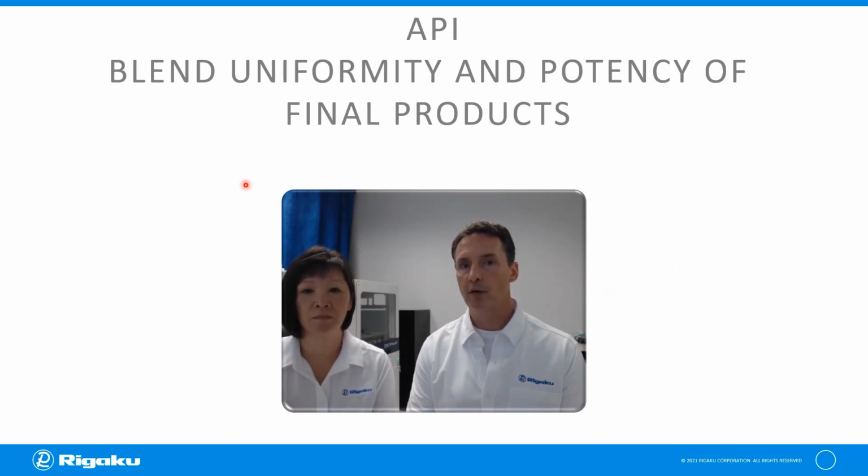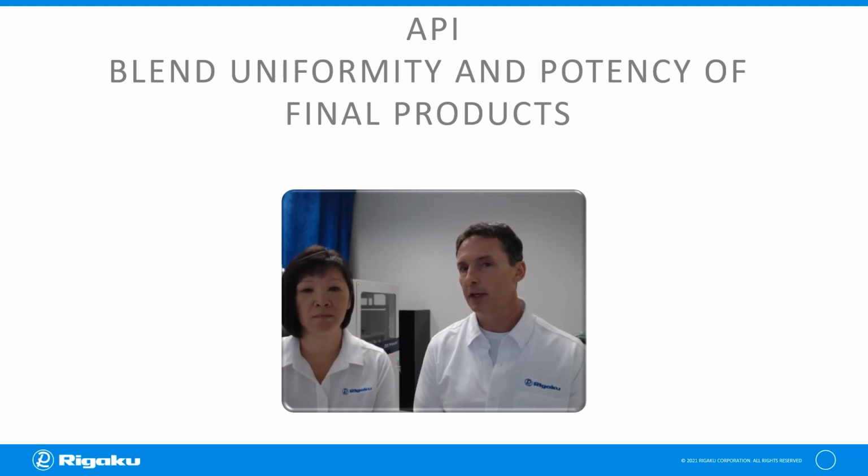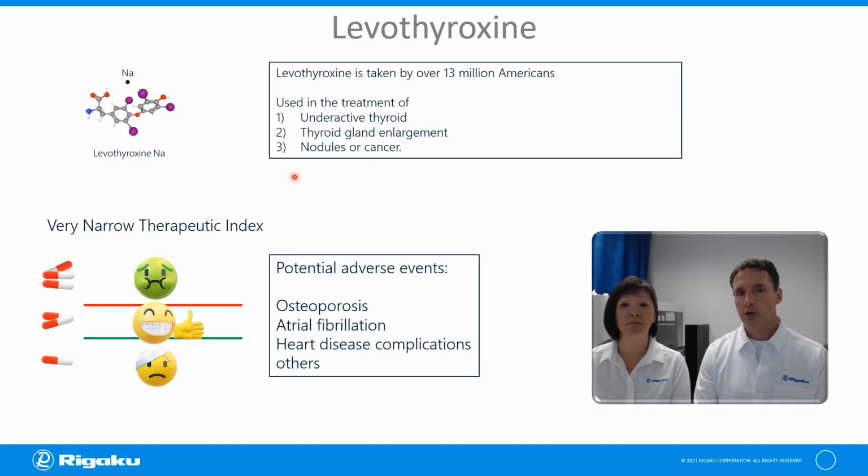So what we're going to focus on right now is API blend uniformity, checking the potency of the API in the final products. A really good example that we're using for this is levothyroxine, a thyroid treatment medicine that's taken by over 13 million people in the United States. It's for a variety of different thyroid-related indications.